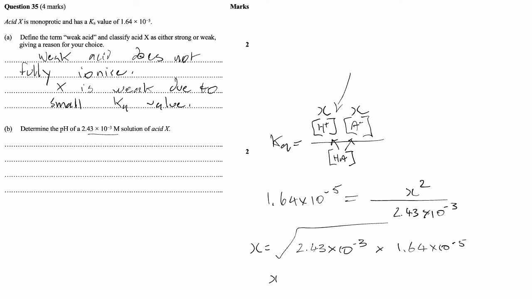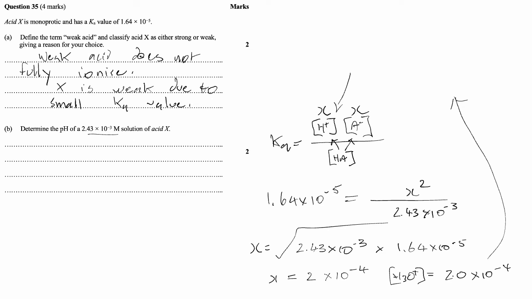1.996, so 2 times 10 to the negative 4. X is equal to 2 times 10 to the negative 4. So therefore we can say that the concentration of H3O+ is equal to 2 times 10 to the negative 4. And I'm out of room here, guys. Apologies. I'm going to put it up here.